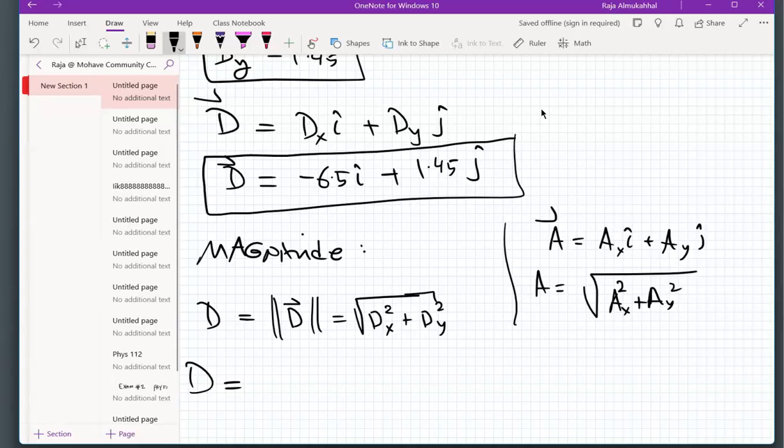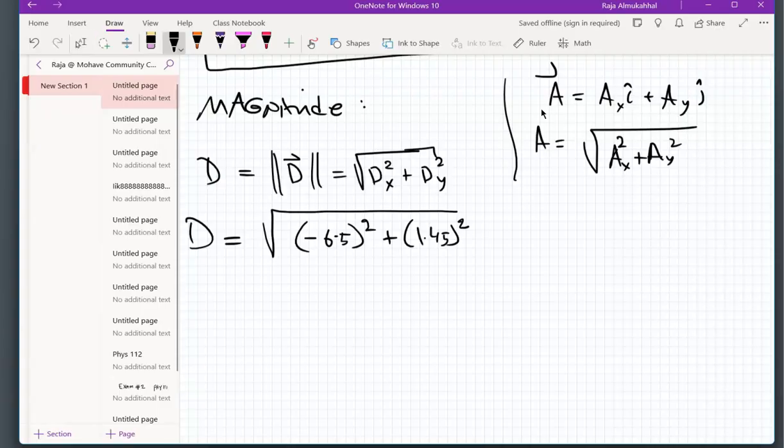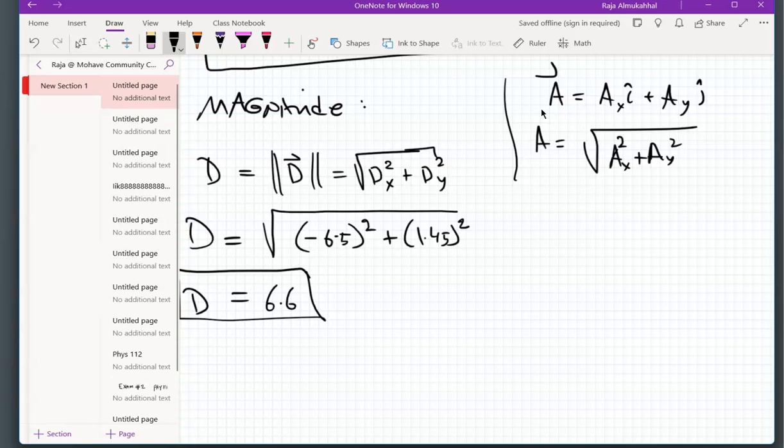I want to stick with the d without the vector form. So that will be basically the square root of negative 6.5 quantity squared plus 1.45 quantity squared. And then when I use my calculator, I will get the final answer to be 6.6. I hope I did it right. So there we go. Check my answer, please. So this is the magnitude of the vector. You see what I'm saying?